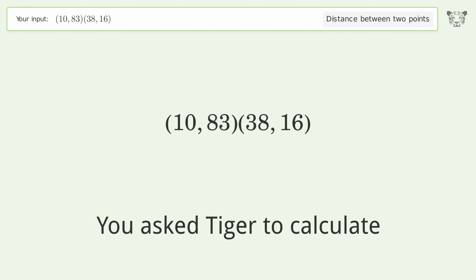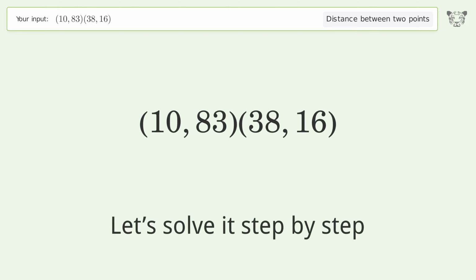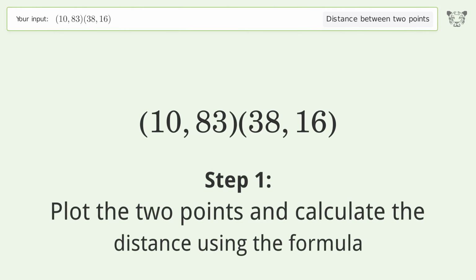You ask Tiger to calculate. This deals with the distance between 2 points. The distance between the 2 points is the square root of 5,273, or 72.615. Let's solve it step by step.